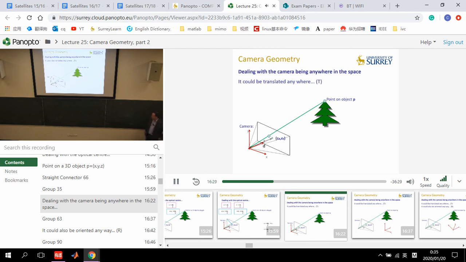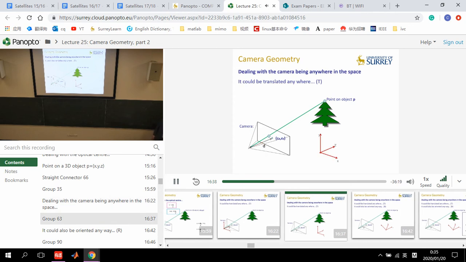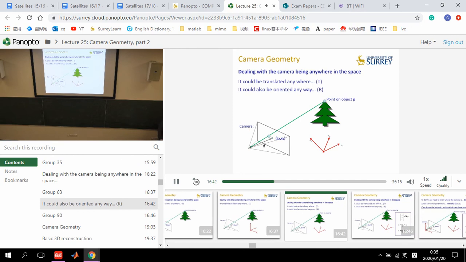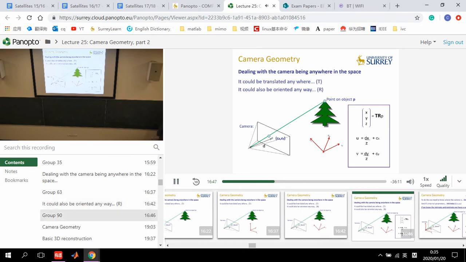Okay, so that's dealing with how we like to express our u and v, but let's deal with the more significant problem of the fact the camera could be anywhere in the space. It could be translated anywhere in the space, and so, for example, if the origin of the world was over here, then the camera could be expressed as an offset from that, and obviously the camera could be rotated in any position in the space as well.